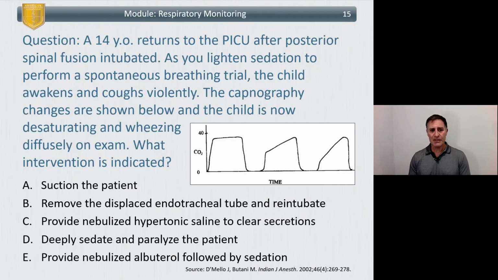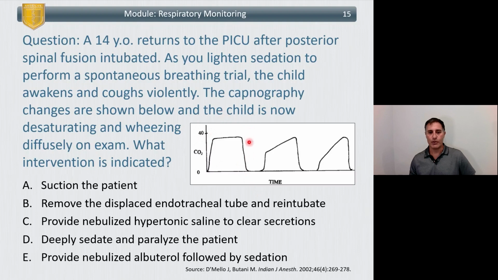Okay, so let's move on to another question. You've got a 14-year-old who returns to your PICU after a posterior spinal fusion and is intubated. As you lighten the sedation to perform a spontaneous breathing trial, the child awakens and coughs violently. The capnography changes are shown below, and now the child is desaturated and wheezing diffusely on exam. What intervention is indicated? And so here's the capnography change.